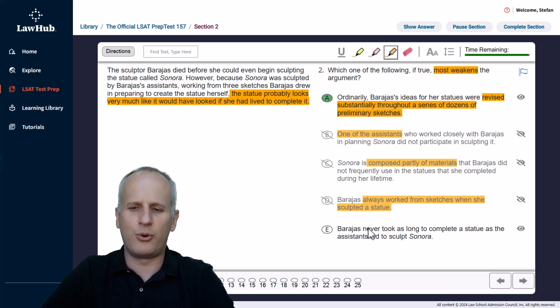Well, never took as long to complete. Was it like a minute short? Was it like 5 days short? 5 years short? Again, I need more information to parse this qualifier in choice E that we just highlighted, so we should be able to see readily how choice A is the correct answer for this week in task.